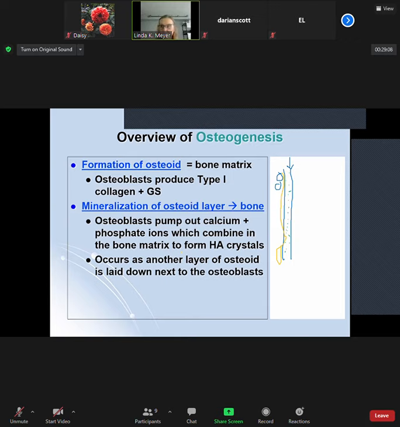Okay, so you just have to picture it's a two-step process, layer by layer. First osteoid forms, and then that collagen and ground substance serves as a scaffold for mineral crystals, the hydroxyapatite crystals, to form. And those minerals come from the osteoblasts. They pump out calcium and phosphate ions, and they form that hydroxyapatite crystalline structure.